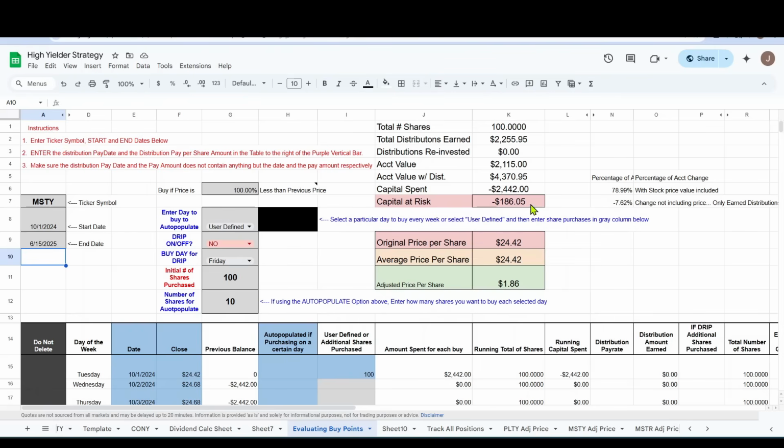Now, once this gets to zero, then that would mean that your total distributions right here would be equal to or more than the amount that you have spent, and that's the capital that you have spent.